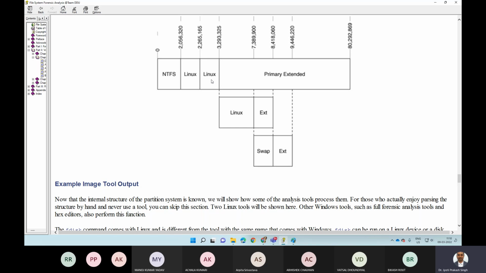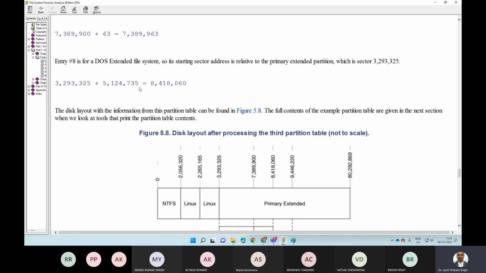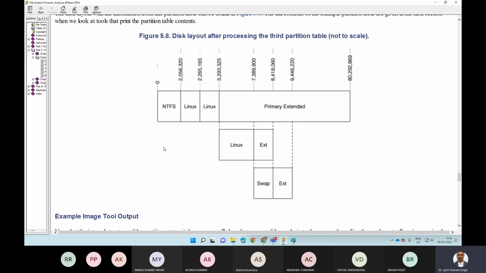DFS, then Linux, Linux, then primary extended, and inside this primary extended we have Linux extended and swap extended. That is the whole analysis of that disk, disk 3.dd. I expect that in the next lab class you at least go through this example and some more, disk 2, disk 1. You can download the dd files from that website and really see this.